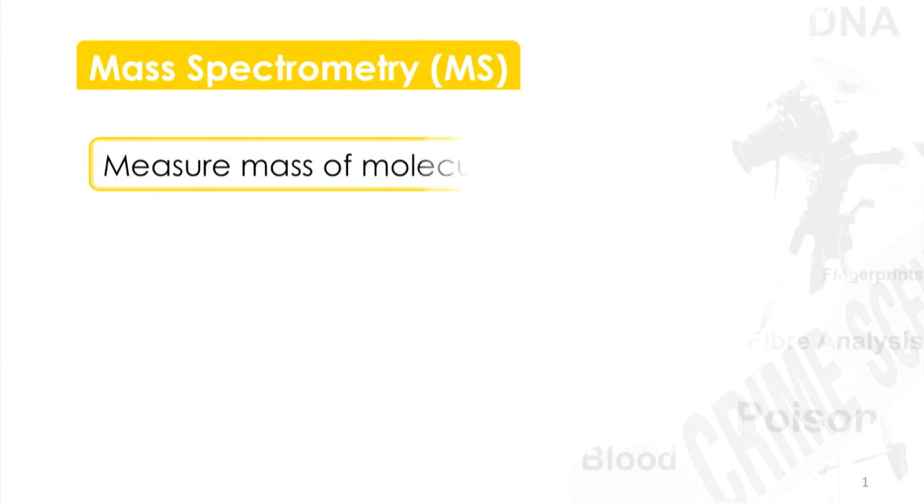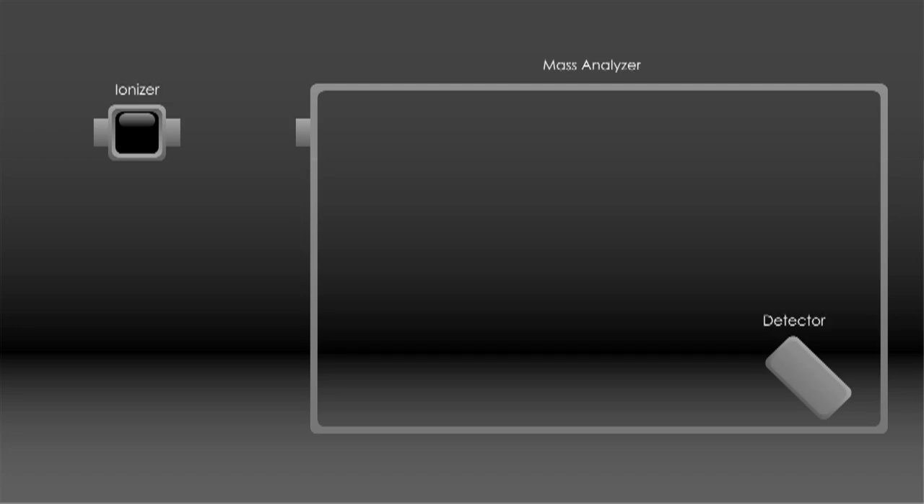Another important technique for analyzing molecules is a technique called mass spectrometry. Fundamentally, this is a very simple technique because all we're doing is measuring the mass of the molecule. So how do we measure the mass of a molecule? Well, first we introduce the sample into the mass spectrometer.